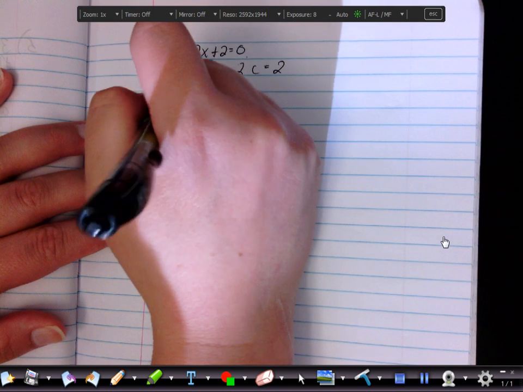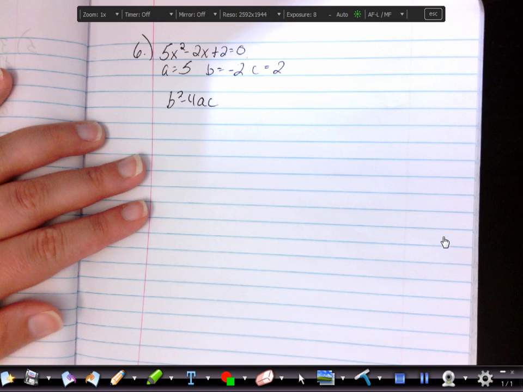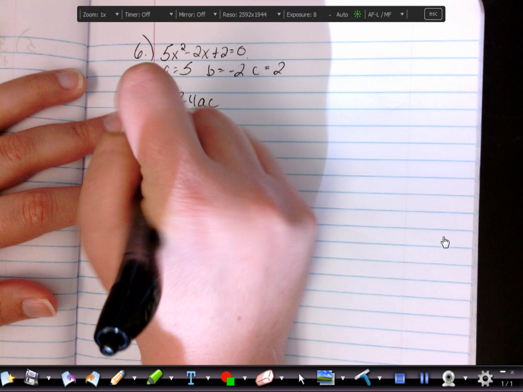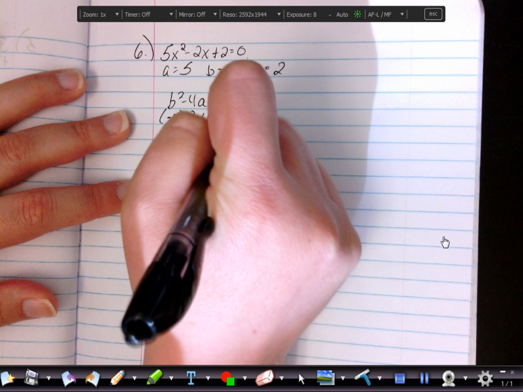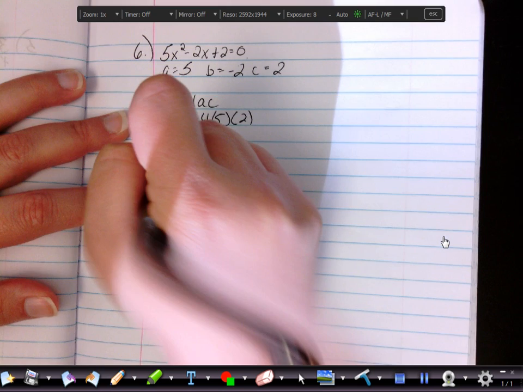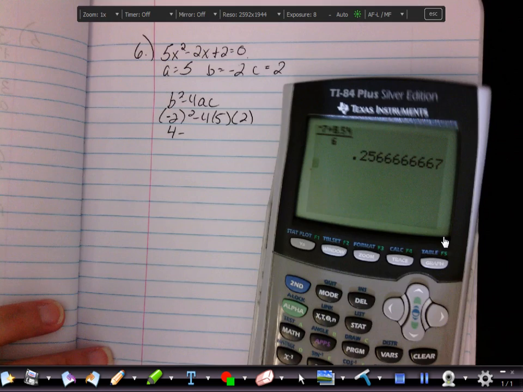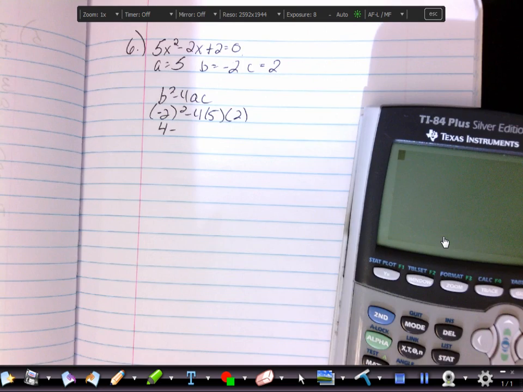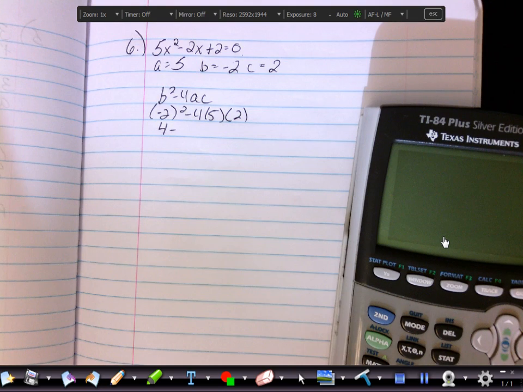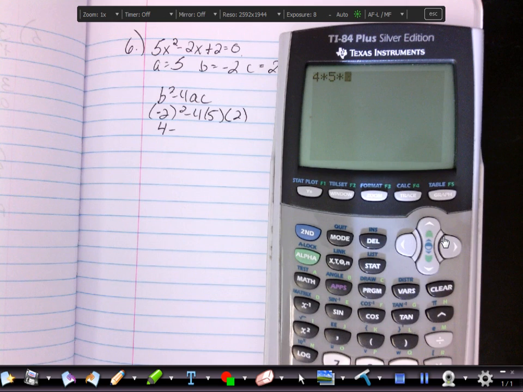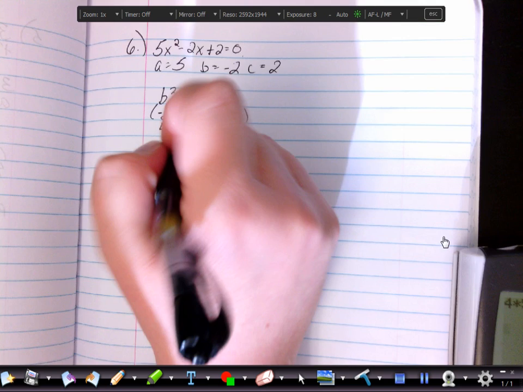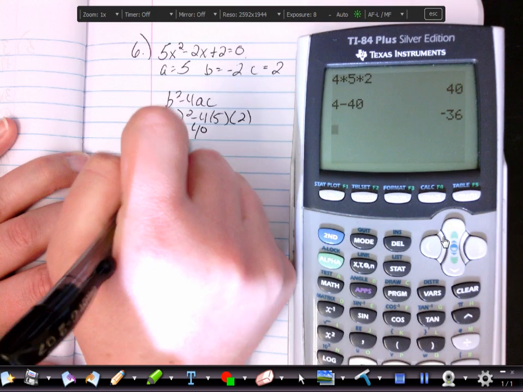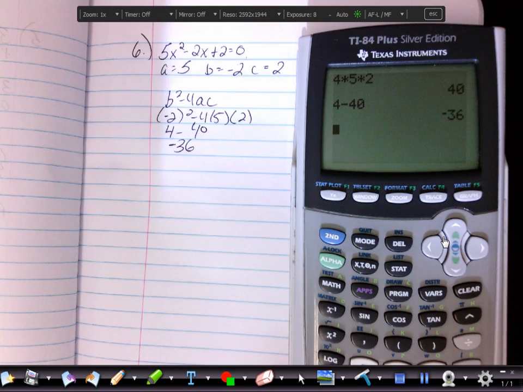So again, I'm going to use my formula b squared minus 4ac to find my discriminant first to tell how many solutions I'm going to have. So I'm going to say negative 2 squared minus 4 times 5 times 2. This is going to give me 4 minus 4 times 5 times 2, which is going to give me 40. So 4 minus 40 is negative 36. Okay.